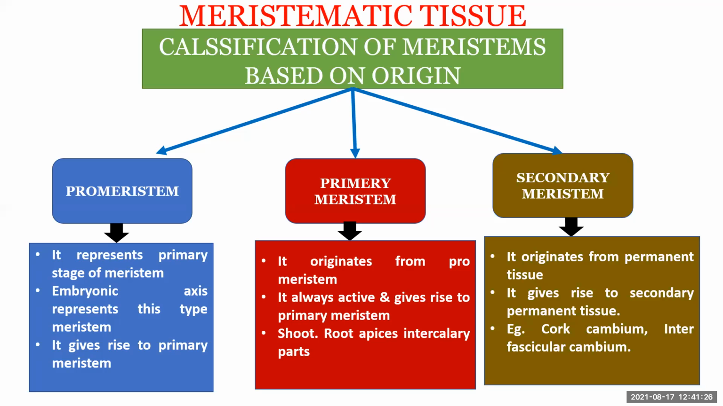But in some cases, when proper conditions are provided, the permanent tissue is modified into meristematic tissue. This meristematic tissue is called secondary meristem. Secondary meristem divides mitotically and gives rise to secondary permanent tissue. The permanent tissues developed from secondary meristem are called secondary permanent tissue. For example, secondary xylem, secondary phloem, and secondary cortex.